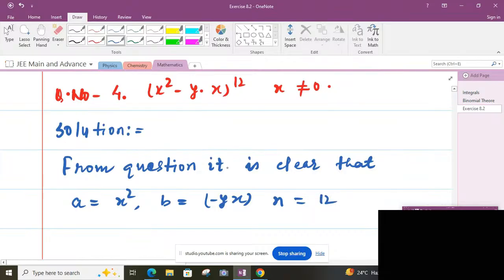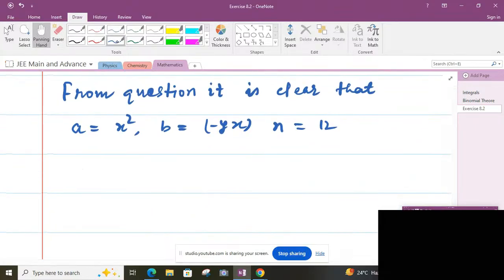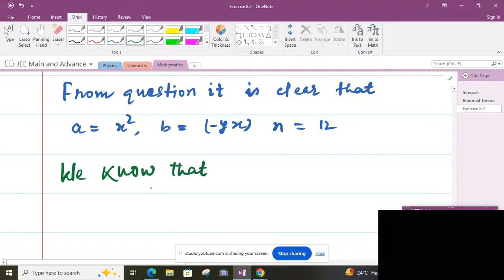So we recall the formula of general term. We know that T r plus 1 equal to n C r into a to the power n minus r into b to the power r. Hope that there is no problem to understand at this step.